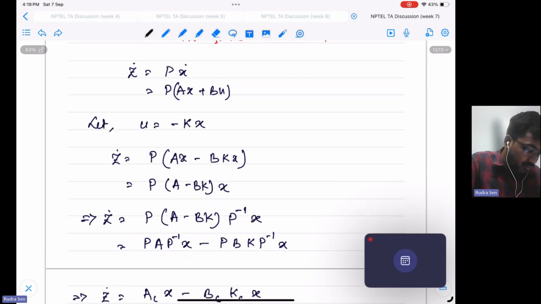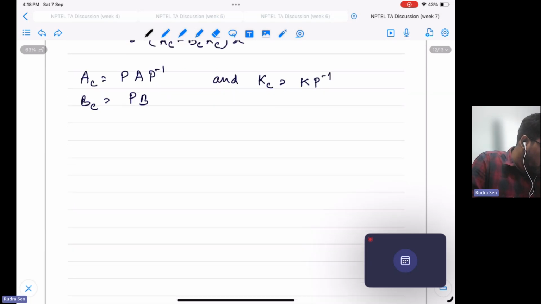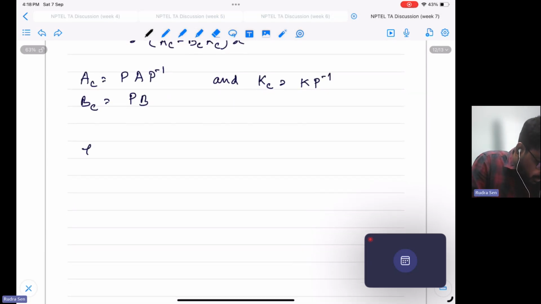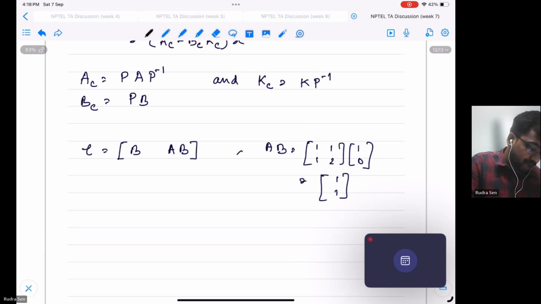Okay, so first I have to check the controllability matrix. Since I have a 2 cross 2 matrix, it is not difficult to find the controllability matrix, right? So the controllability matrix, let's say C, is equal to B and AB. First check what is A into B. It's [1 1; 1 2] times [1; 0], so this is 1, this is 1. So C is [1 1; 0 1].